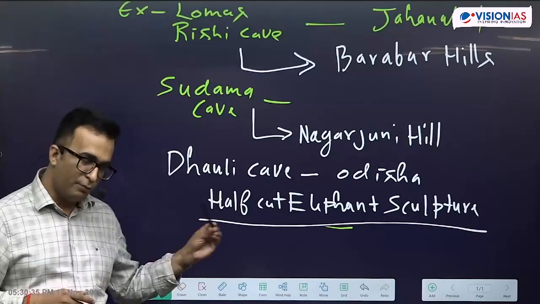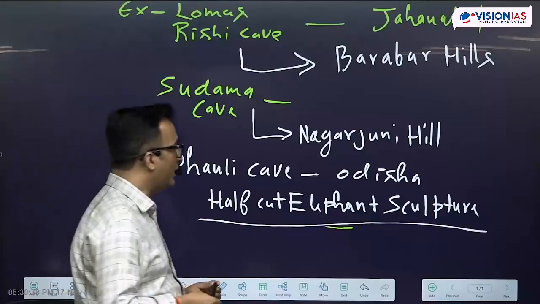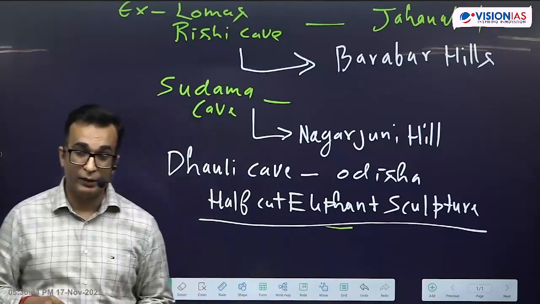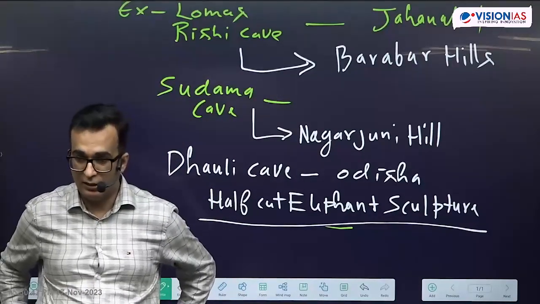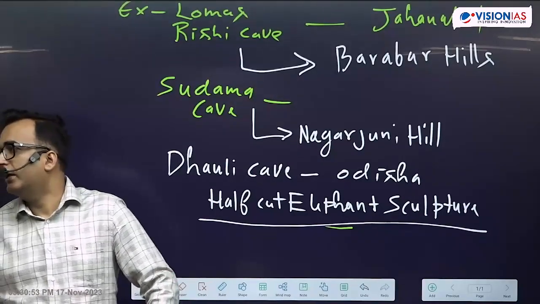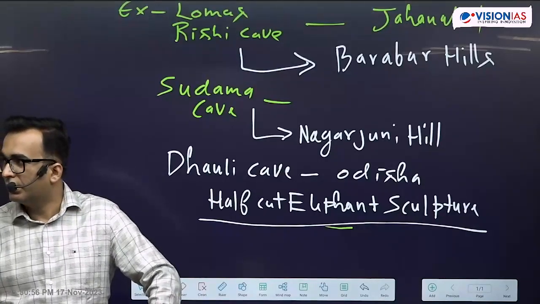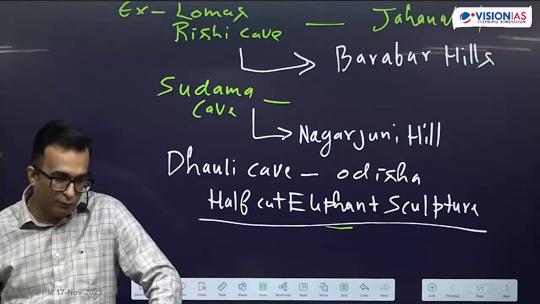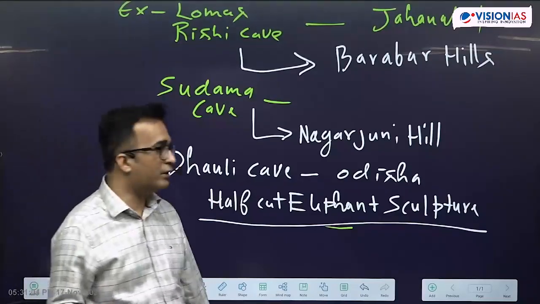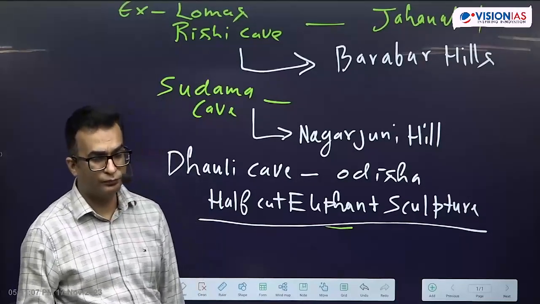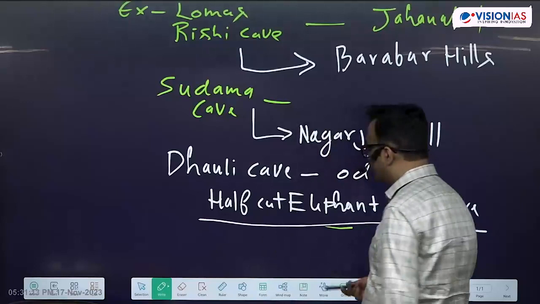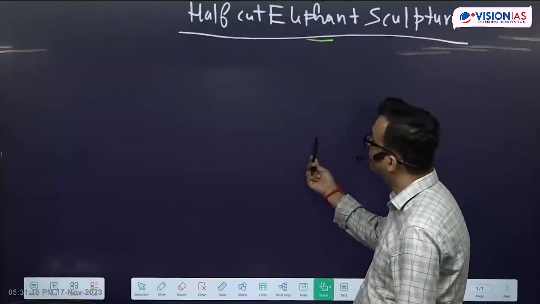Okay? So mention, at the site of Dhauli, a half cut elephant sculpture was created during the tenure of Ashoka. Then, so this is what is about this particular cave part. Now let's move to the pillar.